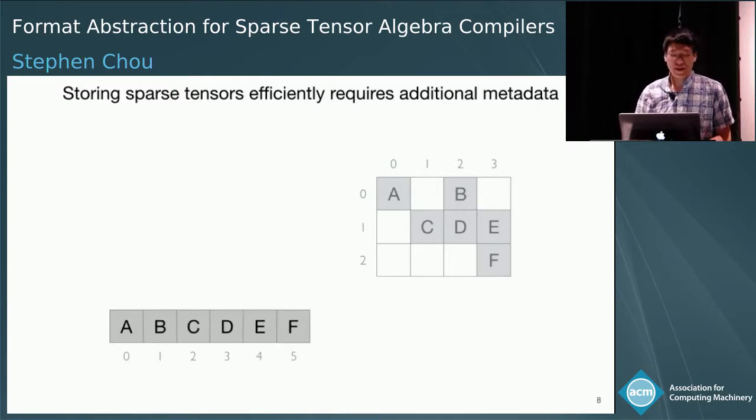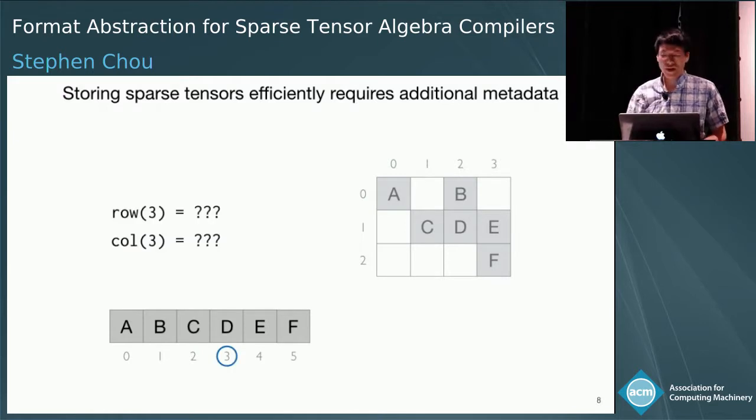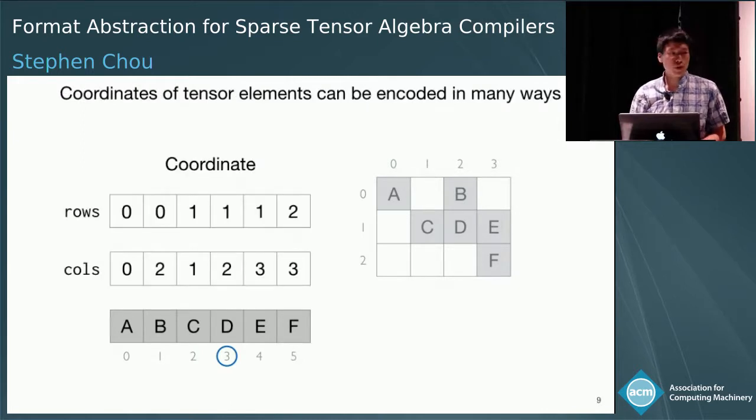But the problem with doing this is that now the positions of the elements in the array no longer gives us the coordinates of the tensor elements. And so to recover this information, we need to somehow store it separately in some set of auxiliary data structures. And probably the most straightforward thing we can do is just explicitly store the coordinates of every non-zero element. And that's how the coordinate format works essentially.